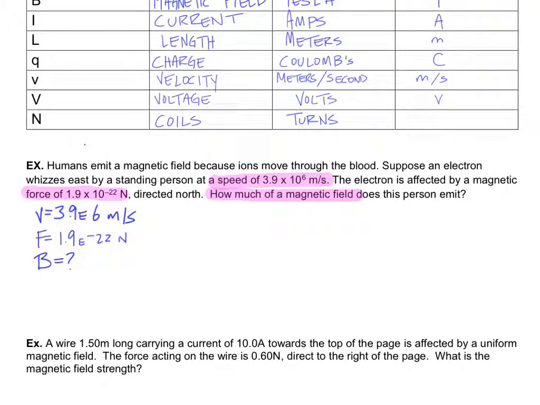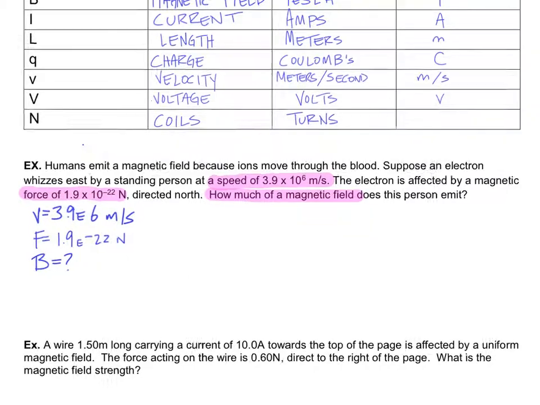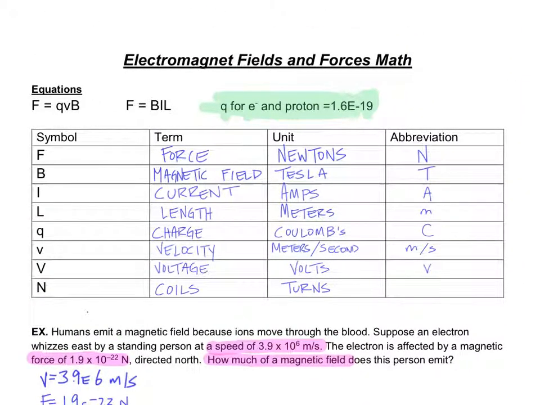Magnetic field is B. So at this point, I've got F, I've got V, and I need to solve for B. Well, when I look back up at my equation at the top, the only equation that's got V is this one. I don't know anything about the length of the wire. I don't know anything about current, so I'm not using this equation. This is the only equation I can use based off of what I have, but something is missing. I've got V, I've got F, I want to solve for B, but what about Q?